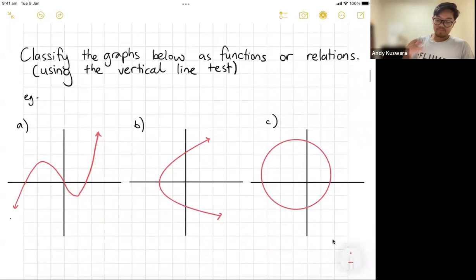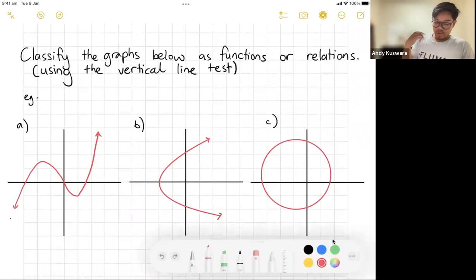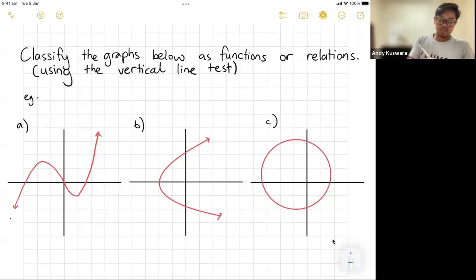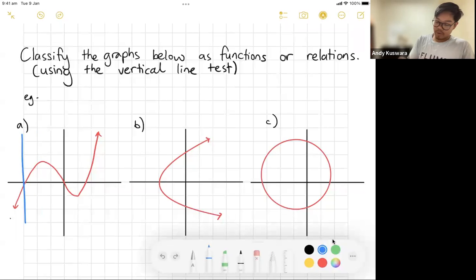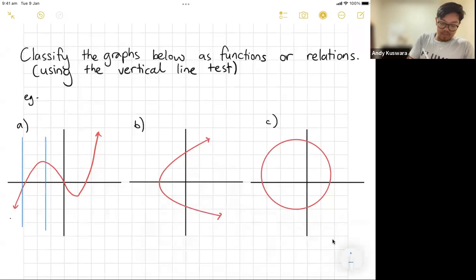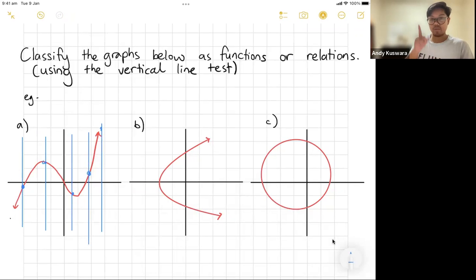Now, using the vertical line test is as simple as this. All I'm going to do is draw a bunch of straight lines, and maybe I'll make them a bit thinner so it's not so thick. So I'll draw a bunch of straight lines on these graphs here. As I draw a straight line, each time I cut the graph, at most I'm only ever going to cut it once. That means it passes the vertical line test, therefore it is a function. Let me show you what I mean.